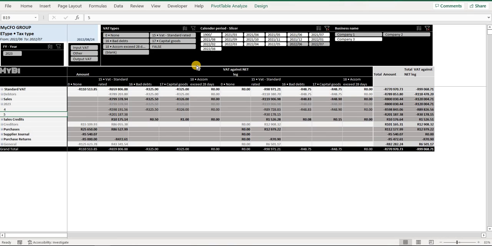All right, guys, I hope you've enjoyed this. VAT is a very cool tax environment, in my opinion. So I hope you guys find this very helpful in your VAT recon process.